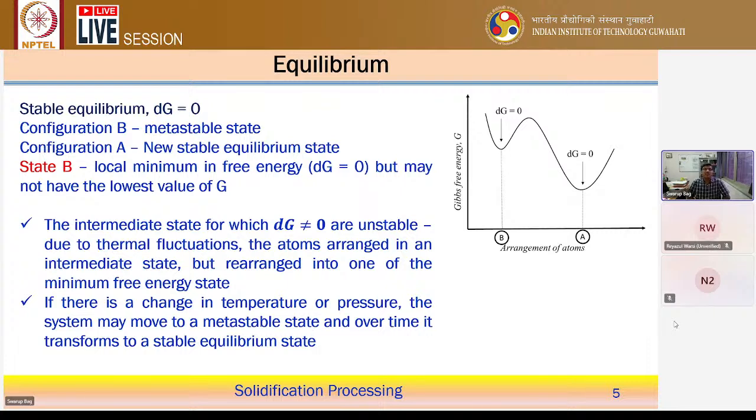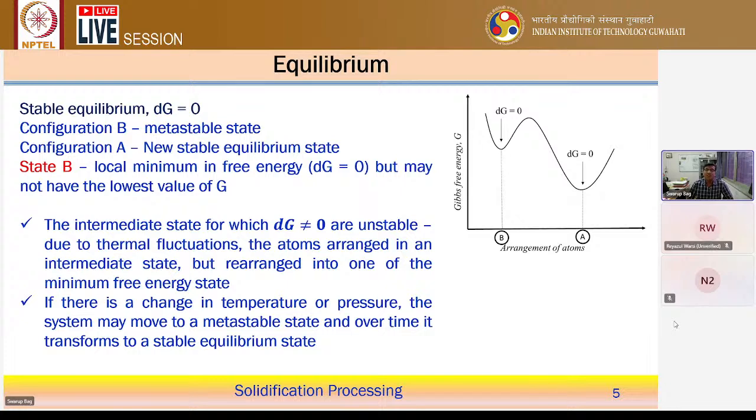So therefore, we can say that intermediate states where dG is not equal to 0 are basically unstable due to thermal fluctuations. If the atoms are arranged in an intermediate state, they will rearrange into one of the minimum free energy states, where dG, the change of the free energy, becomes equal to 0.